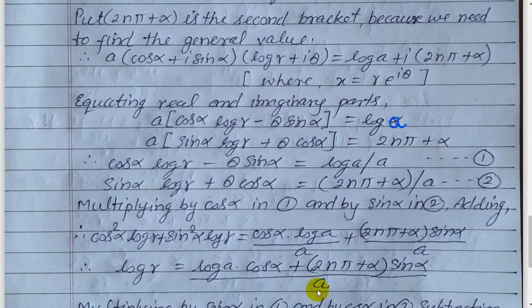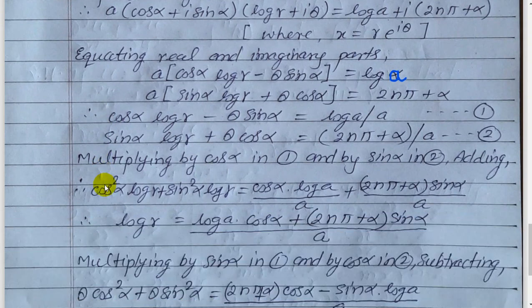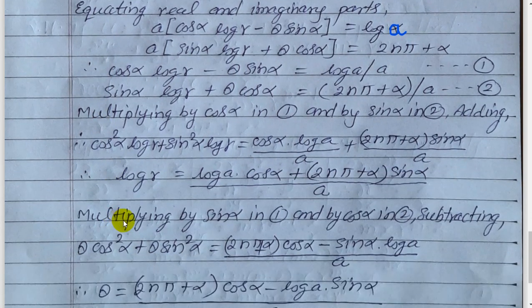Now we need to find the value of theta. Which value? The value of theta. So multiplying by sin alpha in equation 1 and by cos alpha in equation 2. So we write here multiplying by sin alpha in equation 1 and by cos alpha in equation 2, and then subtracting these two new equations we get.